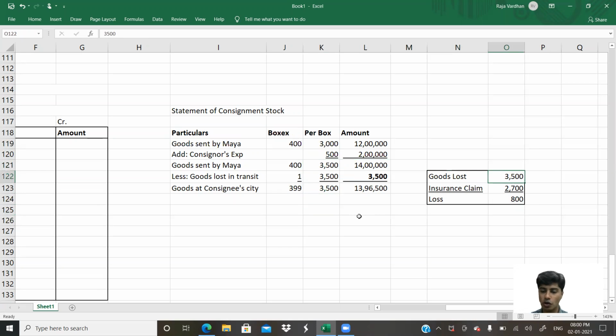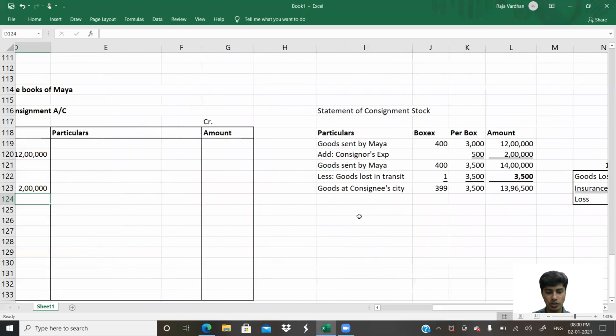So if one box is lost, its value is 3,500. Okay, one box lost. Yes, the insurance claim with regard to that box is 2,700 rupees. So the 800 rupees that is not received is our loss amount. Am I making sense? Okay, come on, let's write with regard to this.